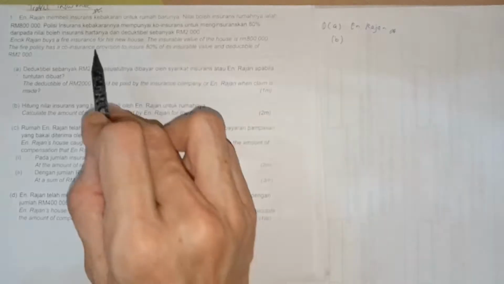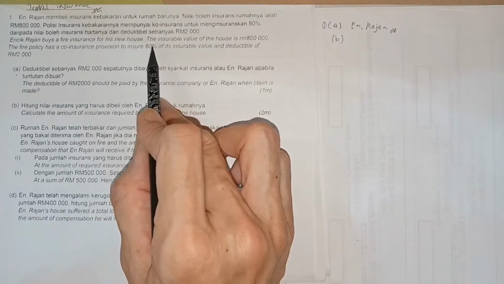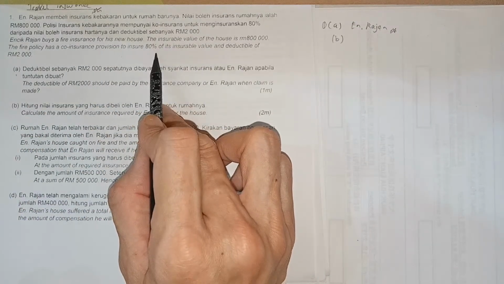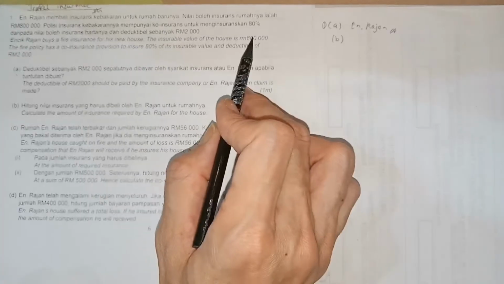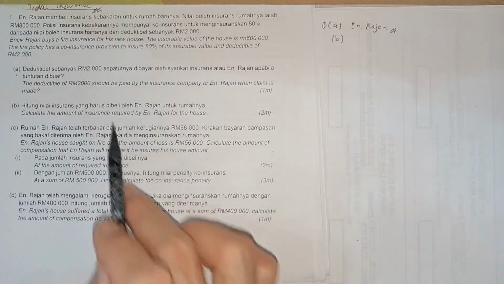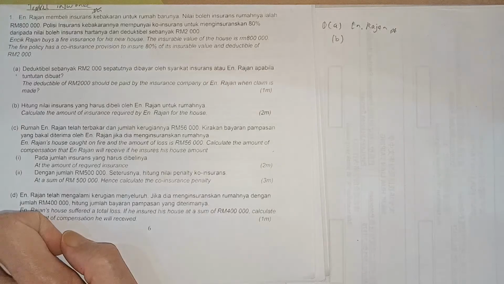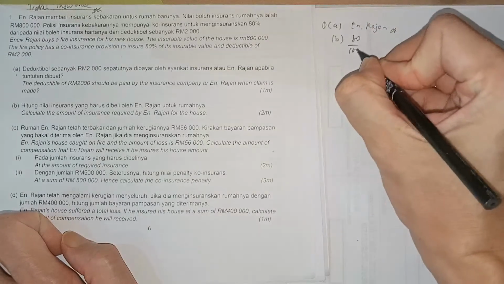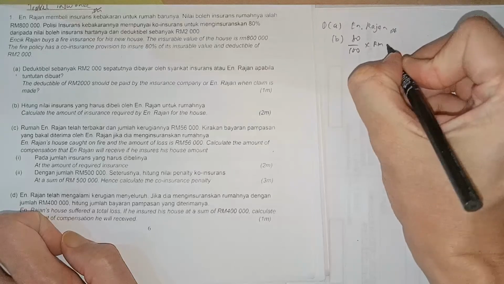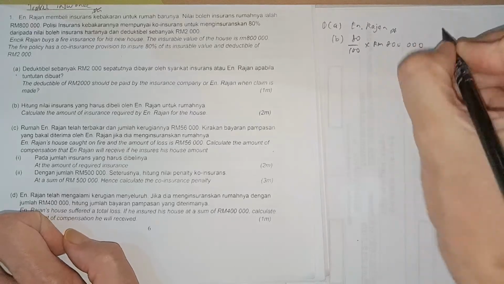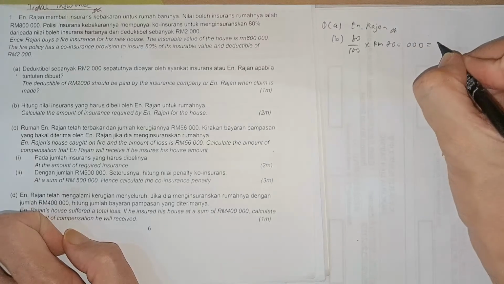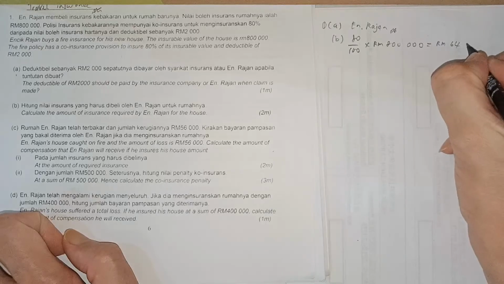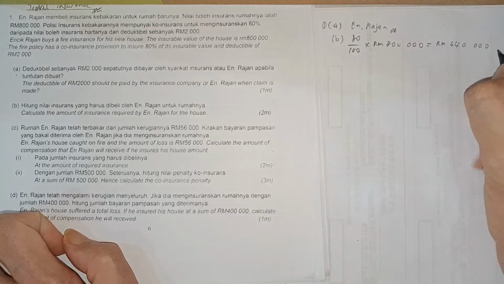So you need to insure 80%. So 80% of 800,000, that is the amount of insurance required by Encik Rajan for the house. So it's 80% times 800,000. From the calculator I get 640,000.